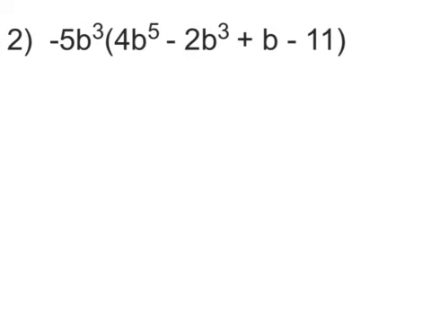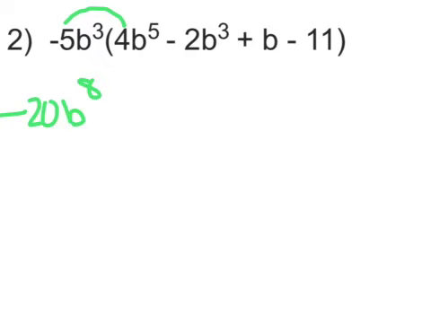So example 2, we have negative 5b to the third times the quantity of 4b to the fifth minus 2b to the third plus b minus 11. So we're multiplying, so we're going to distribute the number that's on the outside. So we're distributing negative 5b to the third, and we'll start with the first term, which is 4b to the fifth. So once again, you multiply the coefficients. So negative 5 times 4 is negative 20, and you add the exponents. So 3 b's and 5 b's, that gives us b to the eighth.